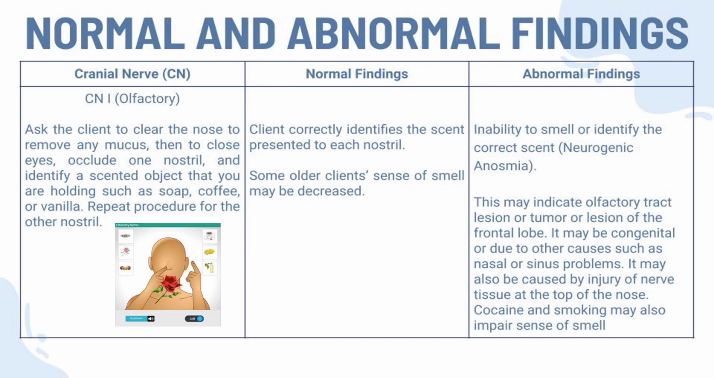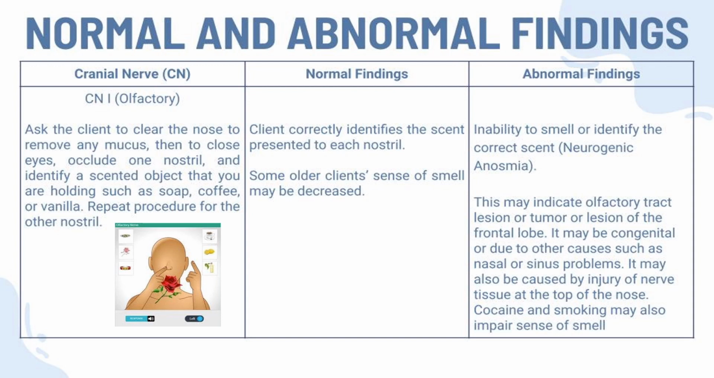The first cranial nerve is CN1 or the olfactory nerve. When assessing for the olfactory nerve, you ask the client to clear the nose to remove any mucus, then to close eyes, occlude one nostril, and identify a scented object that you are holding such as soap, coffee, or vanilla. Then you repeat this procedure for the other nostril. The normal finding for CN1 is when the client correctly identifies the scent presented to each nostril. We should also take note that some older clients' sense of smell may be decreased.